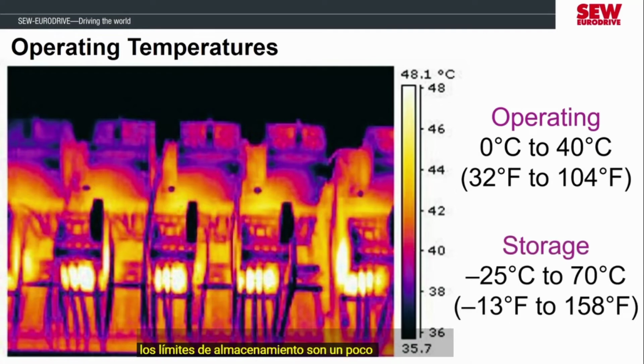The storage limits are a little wider. For example, if the Movidrive is stored in a non-temperature regulated warehouse and it fluctuates in the winter or summer seasons, that's okay as long as it's not operated at those temperatures. The really important thing with storage is to make sure it remains dry and condensation isn't happening on the Movidrive. These Movidrives are only rated for IP20, so it can be damaged if it comes in contact even with small amounts of moisture.